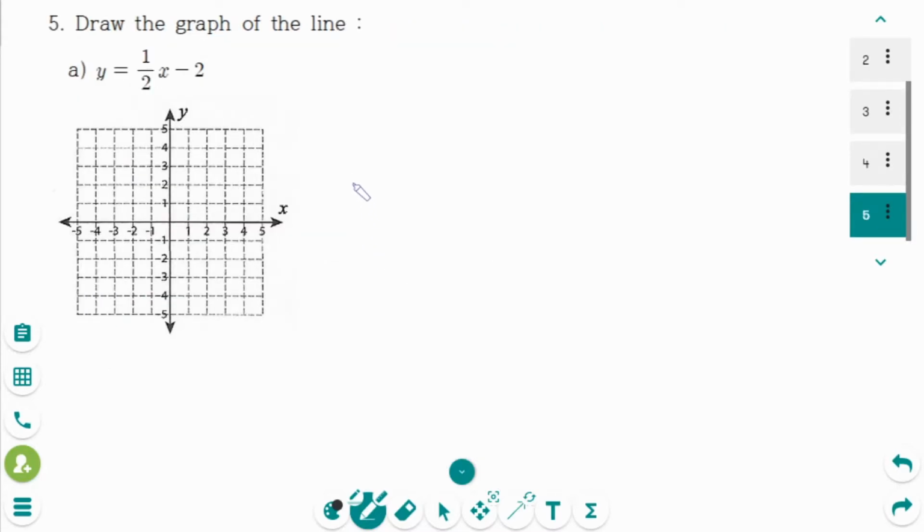This is the next question. Number A, the y-intercept is minus 2, and then slope equals 1 over 2, which means 2 to the right and 1 up, like this. So plot the point here, (0, minus 2), and 2 to the right, 1 up, 2 to the right, 1 up, and opposite way, 2 to the left and 1 down. So 2 to the left, 1 down, 2 to the left, and 1 down. And connect all points.